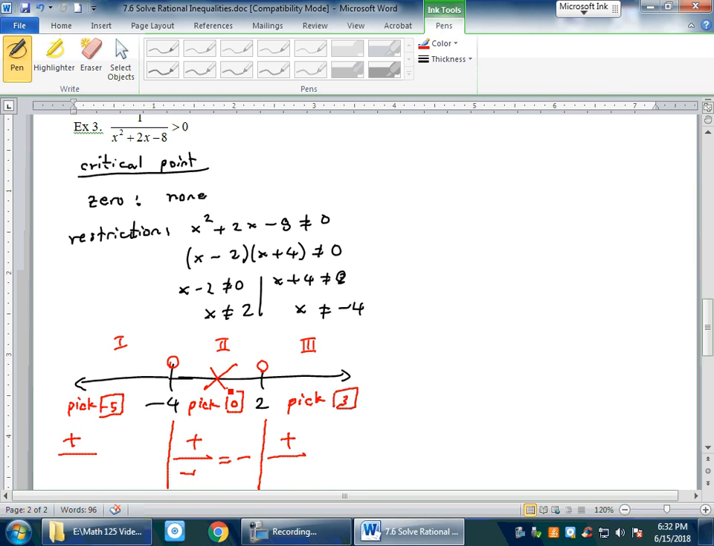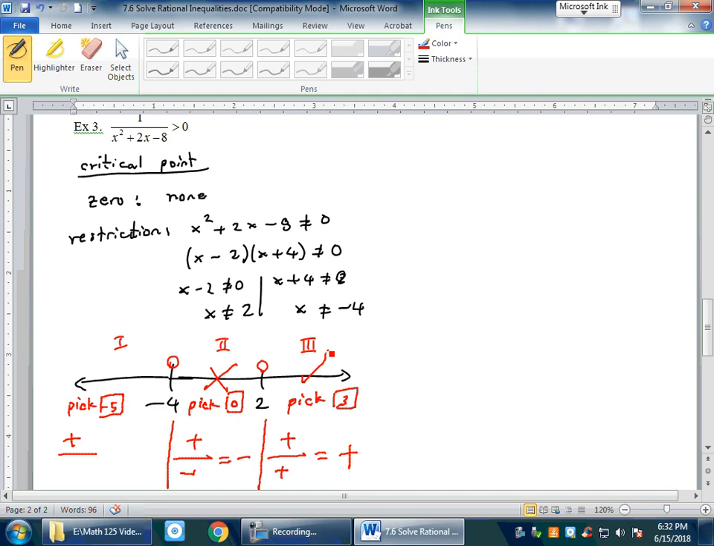Now let's check on 3. So when I plug in 3, 3 squared is 9. 3 times 2 is 6. 9 plus 6 is 15. Definitely 15 minus 8 is a positive number. So therefore, a positive divided by a positive is a positive result, and we know that that is greater than 0.